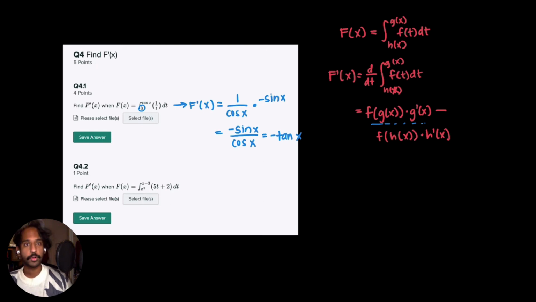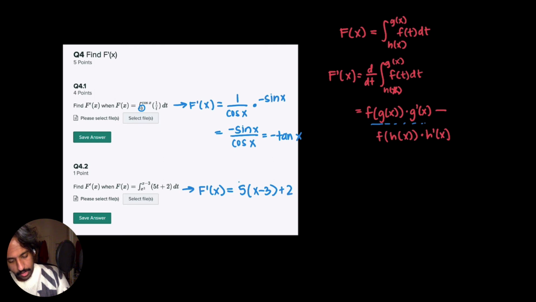All right, what about for question 2? Question 2, now we have two different functions for our bounds. And so, when we do F prime of x, we're going to first do f of our first function, so 5 times x minus 3 plus 2. And all of that times the derivative of our first function. But our first function is just x minus 3. The derivative of that is 1.